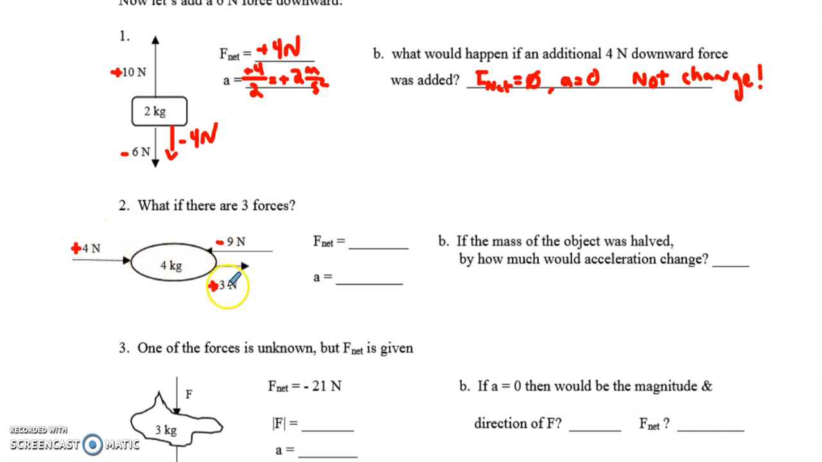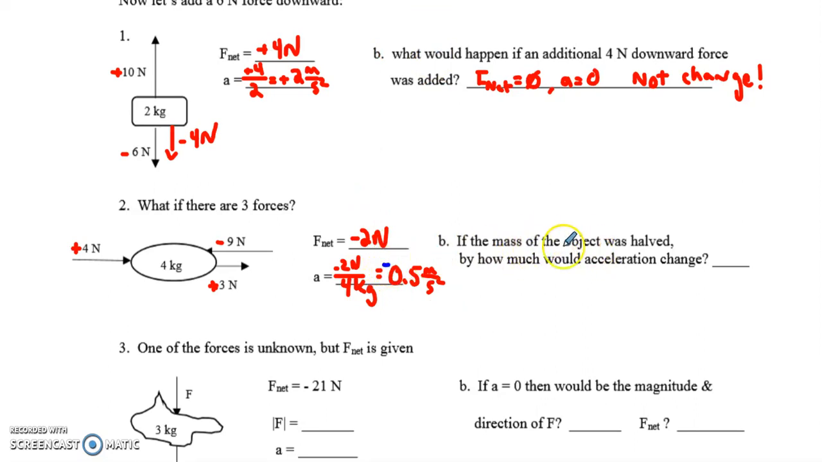So I have a total of 7 to the right, 9 to the left. So I say that my net force is minus 2 if I add up all those values. So then my acceleration is minus 2 newtons over 4 kilograms, or 0.5 meters per second squared. And actually I should add the negative in there.